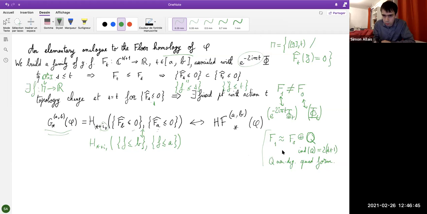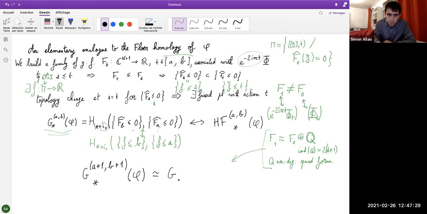And for instance, what I've written there, that F1 is up to stabilization F0 plus a quadratic form with the index 2D plus 1, this will be linked with the following periodicity property: if you translate the action window by 1, you will get, up to a shift in degree by 2D plus 1, the homology in the action window AB.